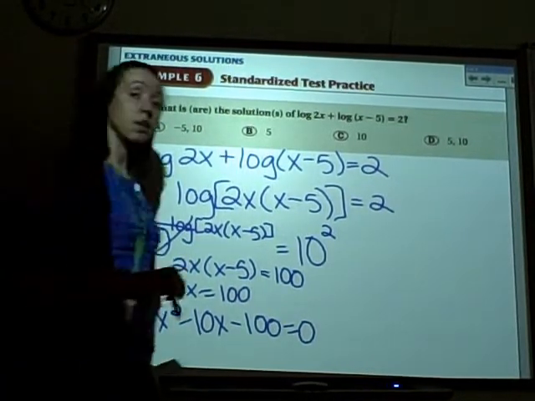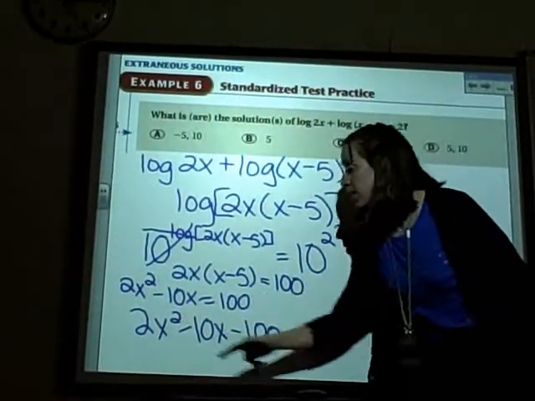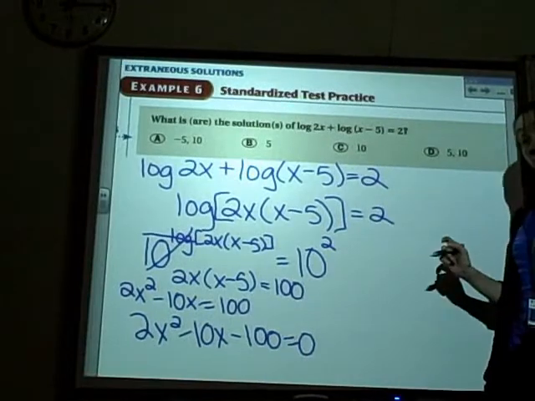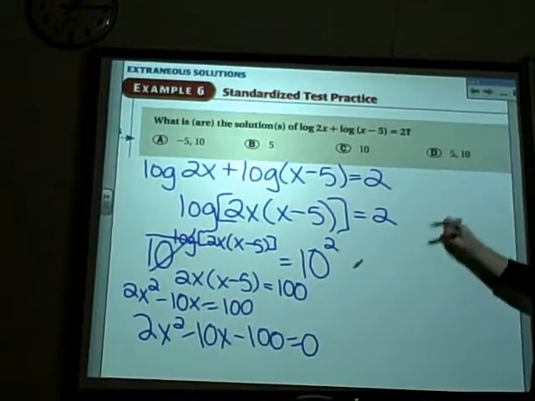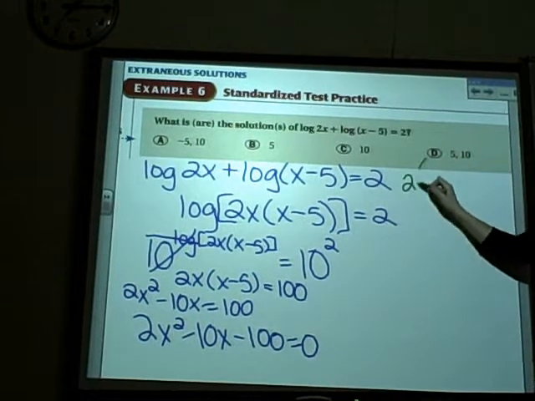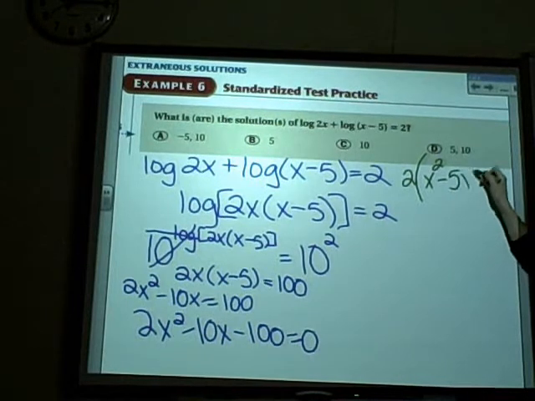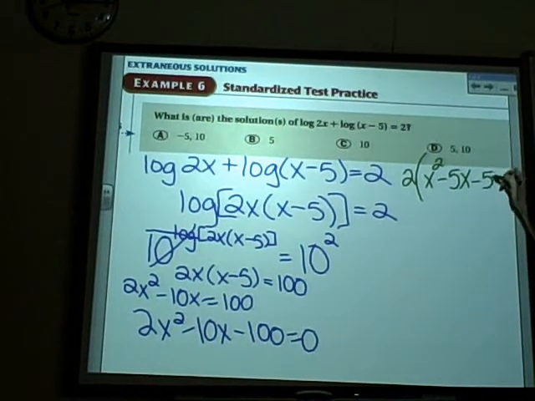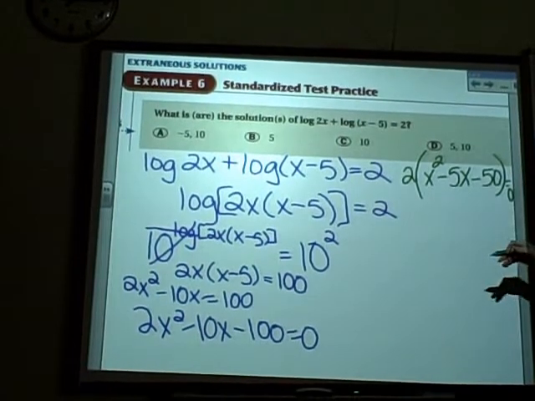This is a really easy one to factor. I'm going to notice that all of these can be divided by 2. So I'm going to do that, and I'm going to pull 2 out of my parentheses. I'm going to have 2 times x squared minus 5x minus 50 equals 0. And you can't see that, but we know it's equal to 0.